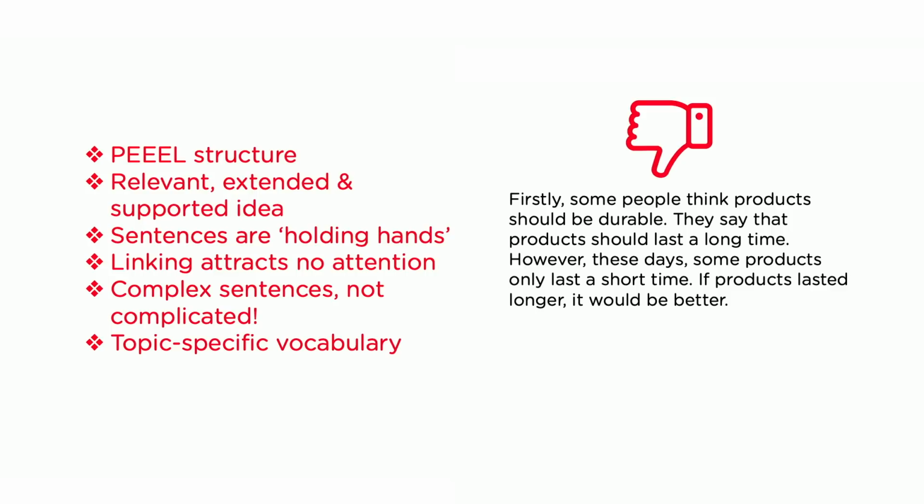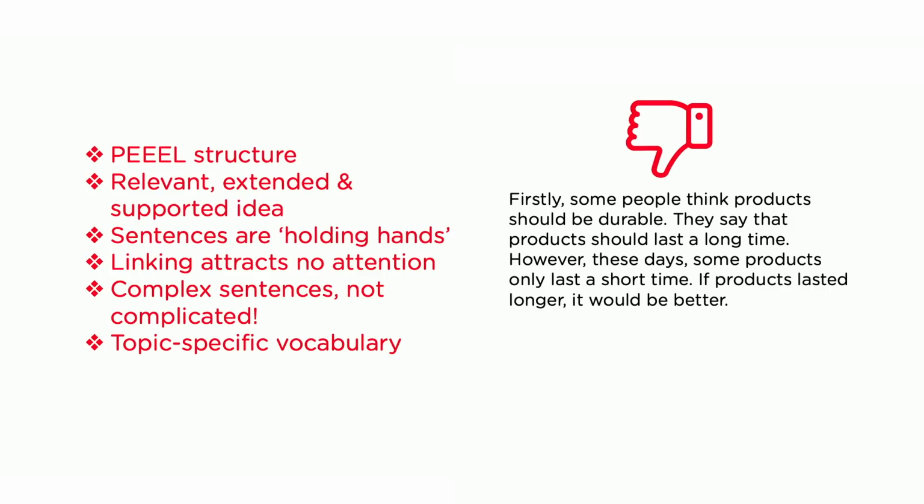This paragraph reads, firstly, some people think products should be durable. They say that products should last a long time. However, these days, some products only last a short time. If products lasted longer, it would be better. Now, grammatically, it's all correct here. However, hopefully you notice this structure, 2 things. This structure does not follow the PEEL format, but more importantly, the ideas are not extended and supported.